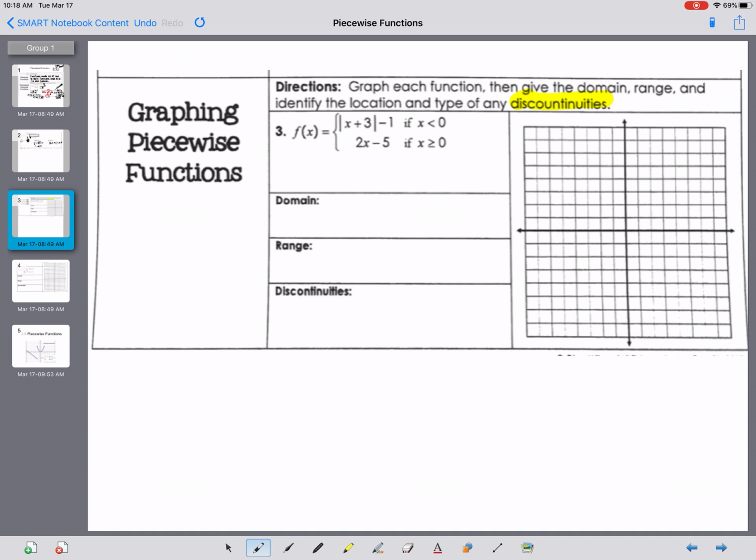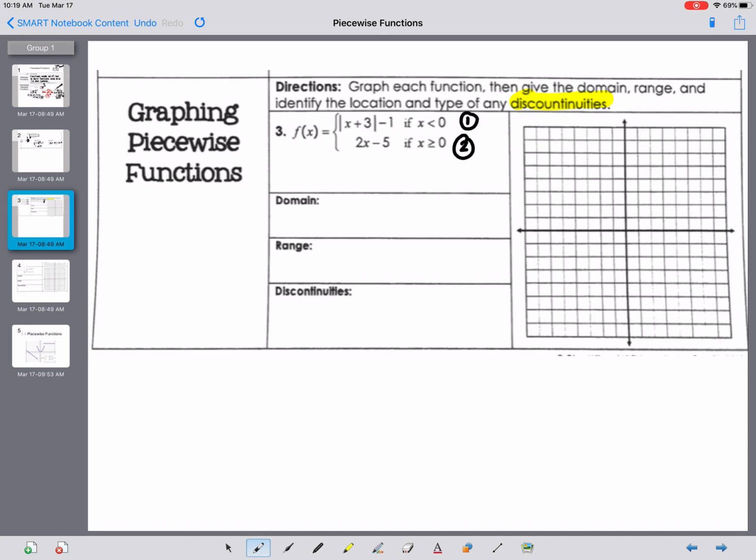Okay, so number 3, once again, these are piecewise functions, so they have two different pieces. My first piece is the absolute value of x plus 3, minus 1. If you have your parent chart with you, you know that this parent function is the absolute value, which is the shape of a V. Number 2, you have 2x minus 5 as your function, which is just a linear, which looks like a line. Being able to visualize how these graphs look will give you a hint on how this piecewise function is going to look.